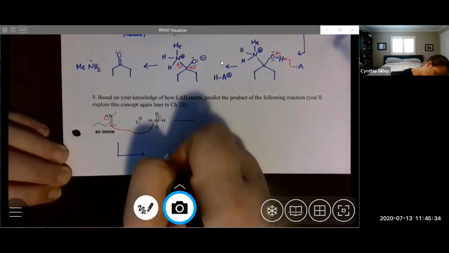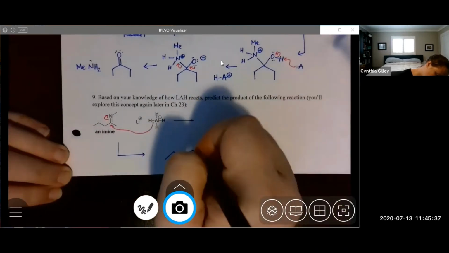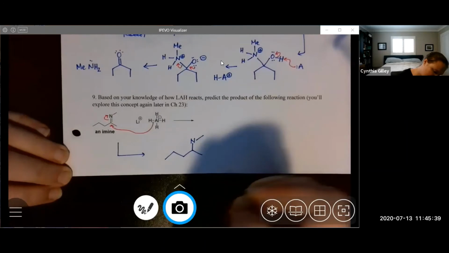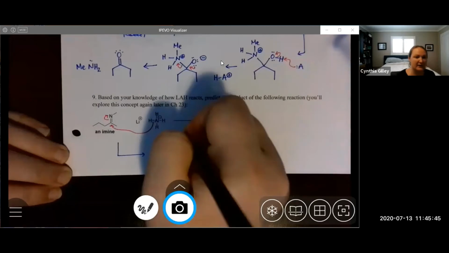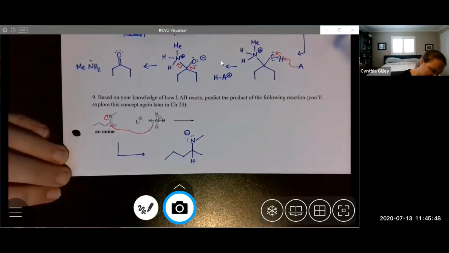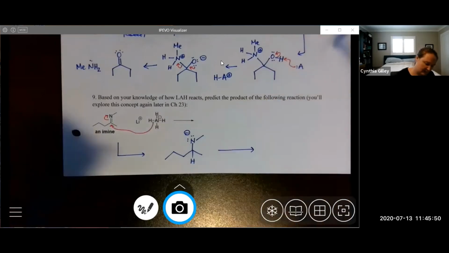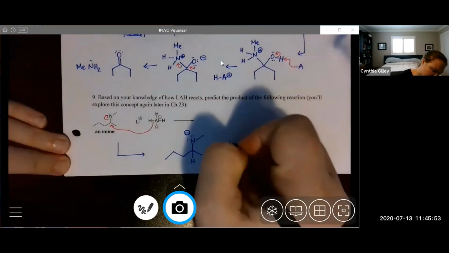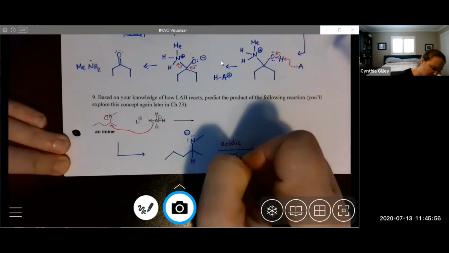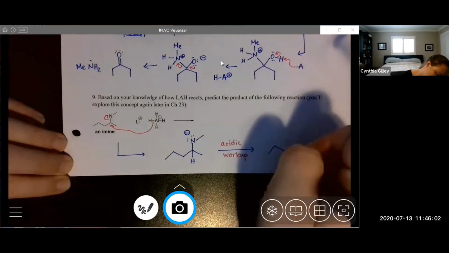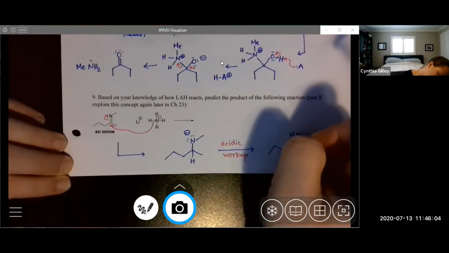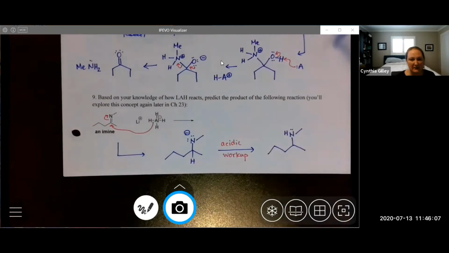And what would we form here? We'll add a hydrogen there, and then two lone pairs on the nitrogen atom with a negative charge. And then the acidic workup, which is not drawn in here, I can assume happens, would be there to protonate the nitrogen to make an amine, which is different than an imine, very similar words.